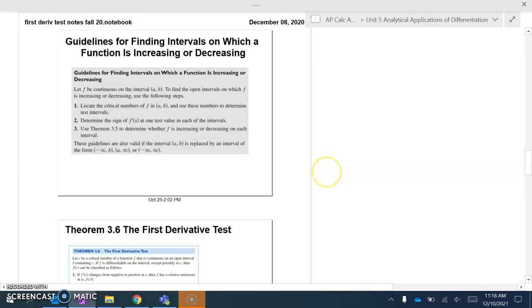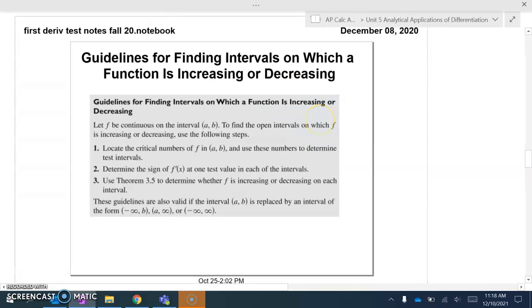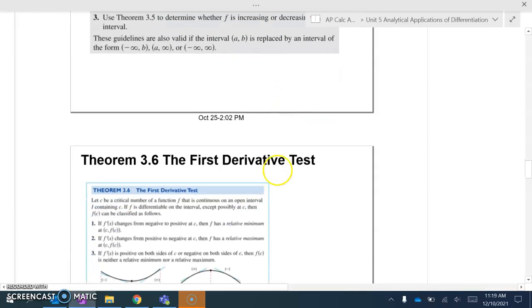All right. So, guidelines for finding intervals in which a function is increasing or decreasing. We'll locate all of those critical numbers, use those to determine test intervals, and I'll show you a full example here in a second. Then we'll determine the signs of f prime on each of those intervals, and then we'll use Theorem 3.5 to determine if it's increasing or decreasing, and that's just looking at the slopes. Okay, and then we'll figure out the intervals where it's increasing or decreasing.